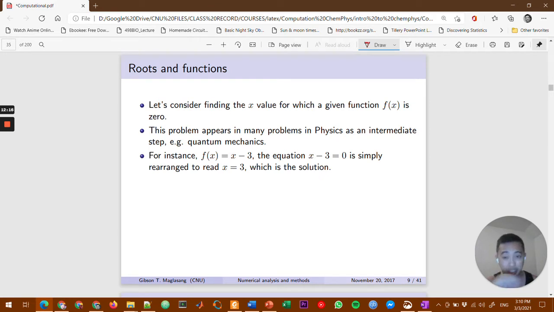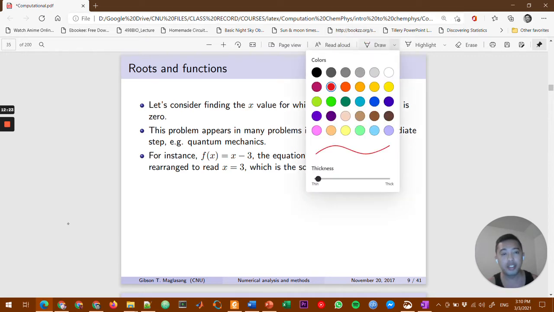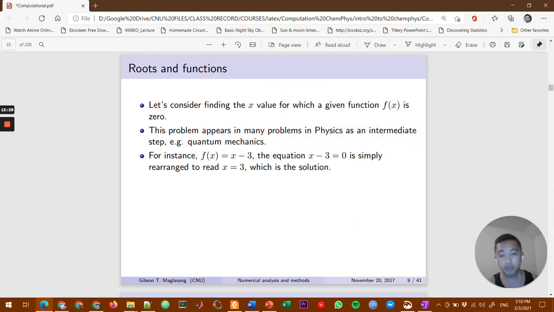So for instance, you have this very simple equation. You have f of x equals x minus 3. So if you want to find the zeros or the root of the function, meaning for this equation, what should be the value of x so that the whole thing would be equal to 0. Okay, that's why we have this.